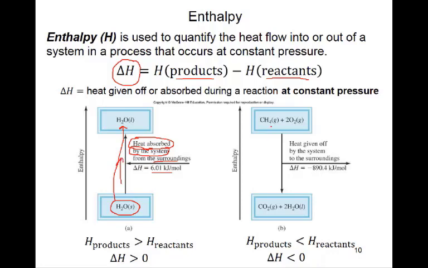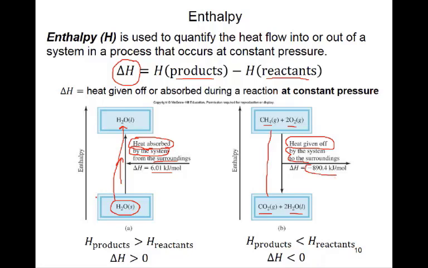Now another example, these are the reactants. Methane is burning in the presence of oxygen, and the energy is decreasing, changing to carbon dioxide and water. Heat is given off, which means it is going out, meaning decreasing. It is done by the system to the surroundings, and this is the quantity of heat given out.